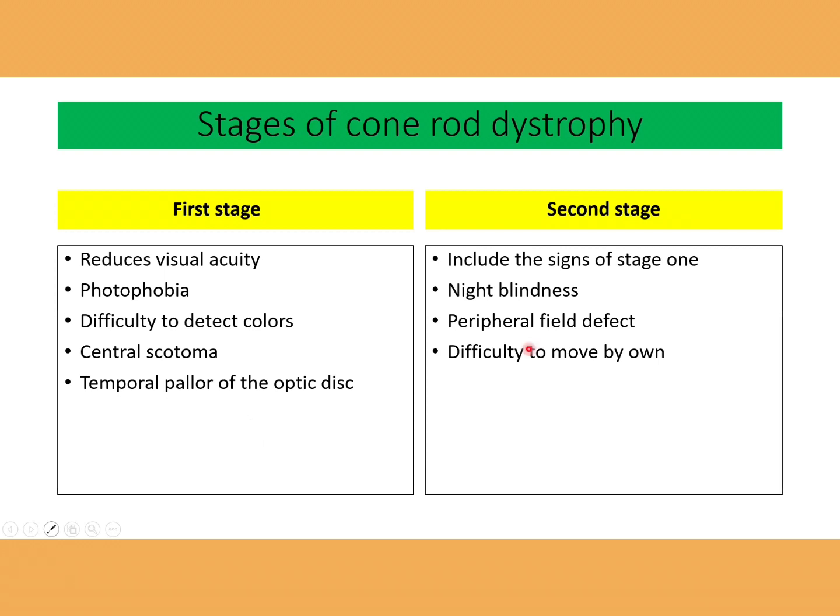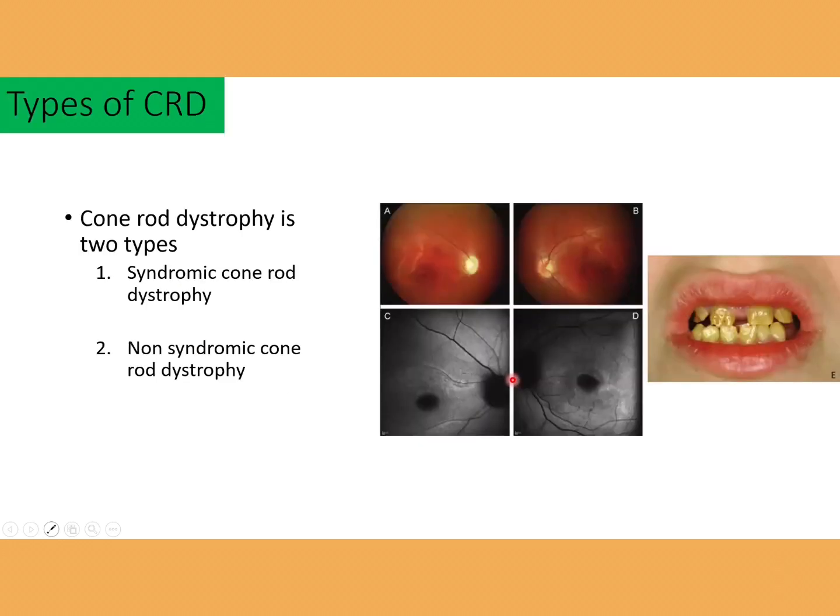But in the second stage, where the atrophic patches reach the periphery of the retina, the patient will slowly start to have night blindness, peripheral field defect, as well as difficulty moving by themselves. So in the second stage, you will see signs of the first stage as well as night blindness, peripheral field defect, and difficulty moving by themselves. Here, the types I already mentioned: two types, syndromic and non-syndromic cone rod dystrophy. I will discuss this slide picture in the later slides.